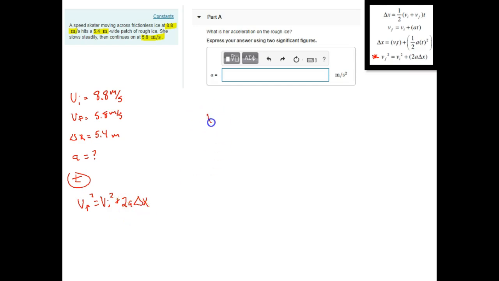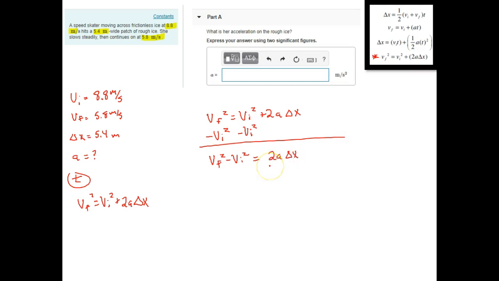So let's rewrite that up here. VF squared is equal to VI squared plus 2A delta X. So again, how do we get the A by itself? Well, it's just like that equation in the previous problem. You have to subtract VI squared. Don't be scared of the square part. It's going to work out just the same way. So you get VF squared minus VI squared is equal to 2A delta X. And I'm going to stop here because I want you to do the rest of the algebra. I want you to solve this for A.